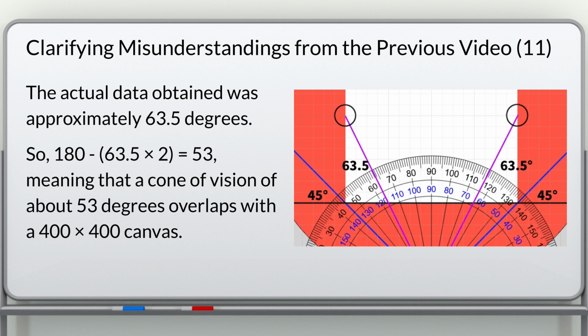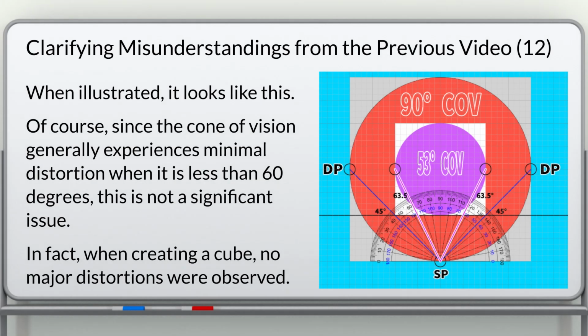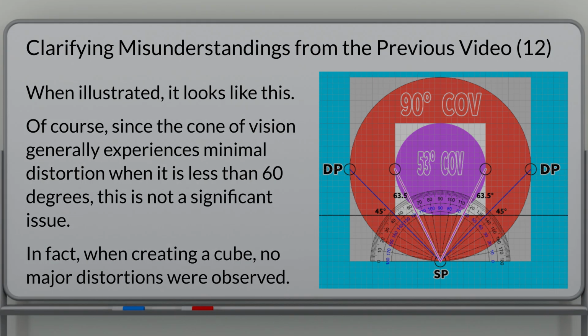So, 180 minus 63.5 times 2 equals 53, meaning that a cone of vision of about 53 degrees overlaps with a 400 times 400 canvas. When illustrated, it looks like this. Of course, since the cone of vision generally experiences minimal distortion when it is less than 60 degrees, this is not a significant issue. In fact, when creating a cube, no major distortions were observed.